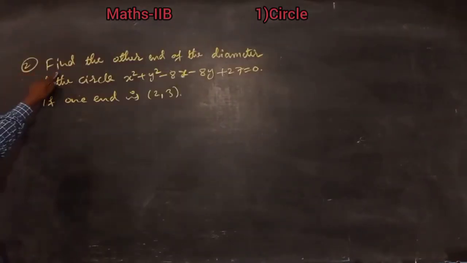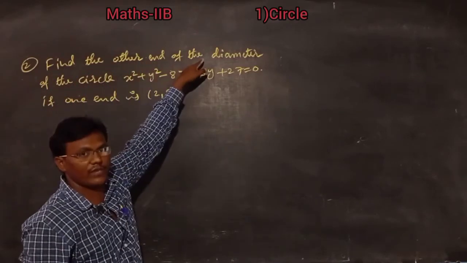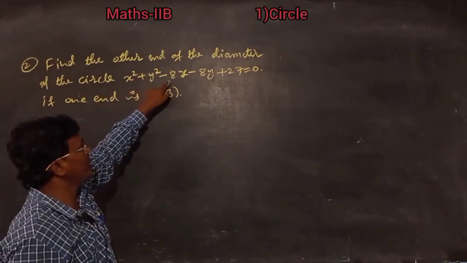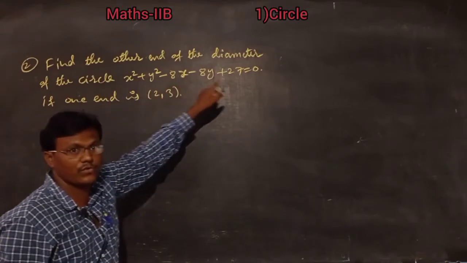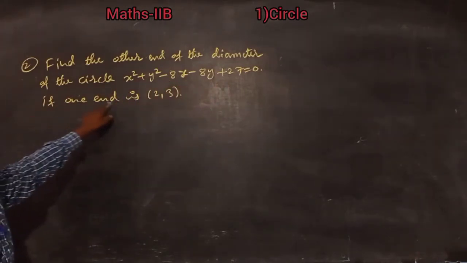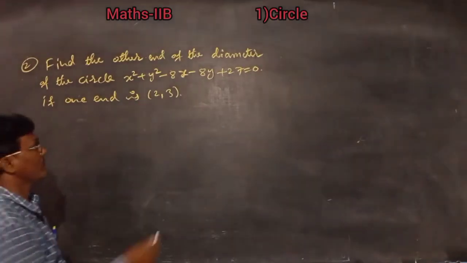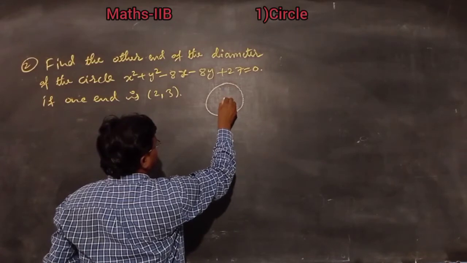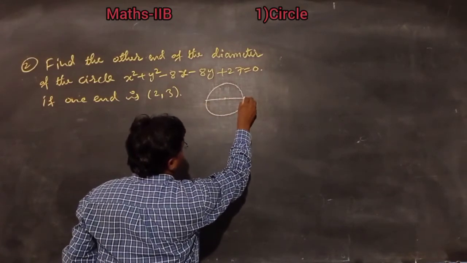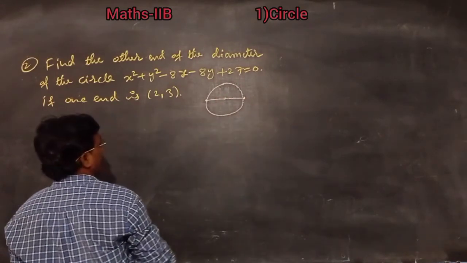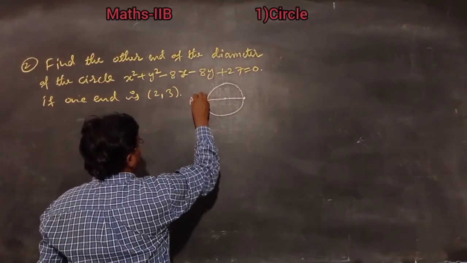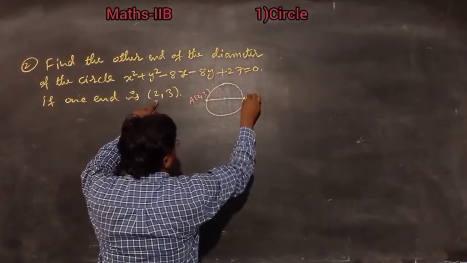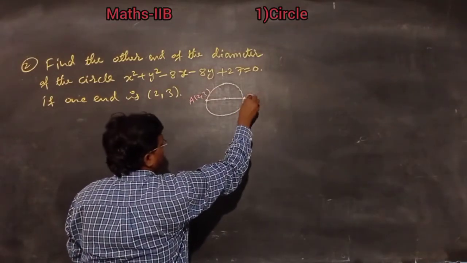The next problem, find the other end of the diameter of the circle x square plus y square minus 8x minus 8y plus 27 is equal to 0, if one end is (2, 3). So what is given here? This is the given circle. So these are the end points. So I am taking A, what is given, one end here, (2, 3). So we have to find the other end of the diameter.